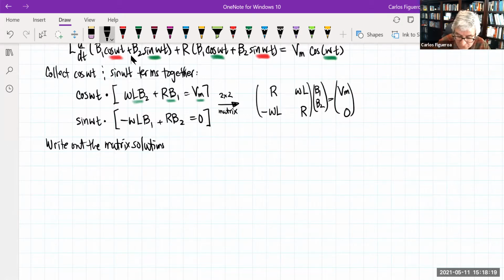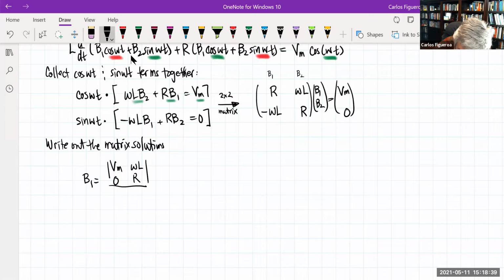So if I want the solution for B1, look what I'm going to do here. I'm going to take these guys. Remember, this is my B1s, this is my B2s. I'm going to plug this guy in. So this is going to be Bm 0 omega L R. There's my determinant.